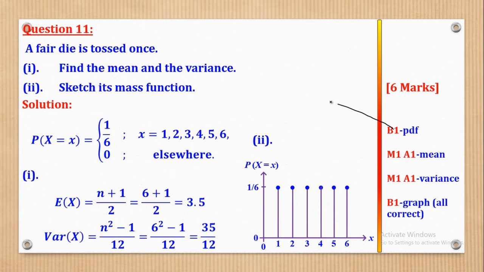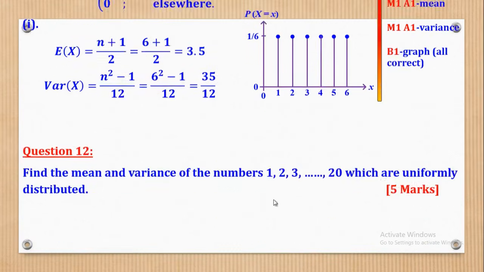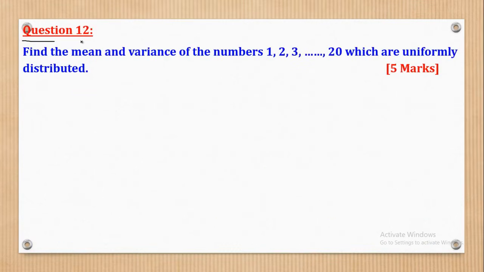So B1 is for this PDF, M1 for this substitution, A1 for this output, M1 for this substitution, A1 is for this output, B1 for this graph. So that was question 11. Now we shall go to question 12.